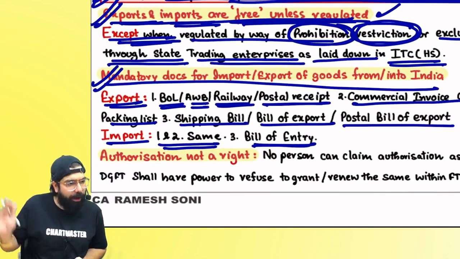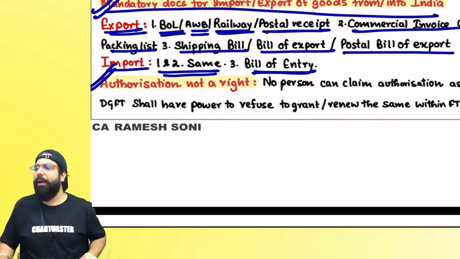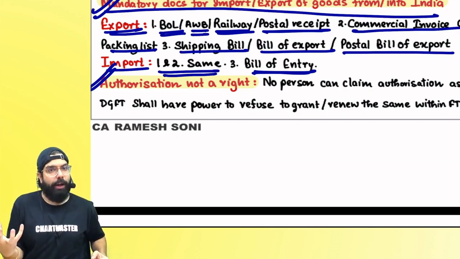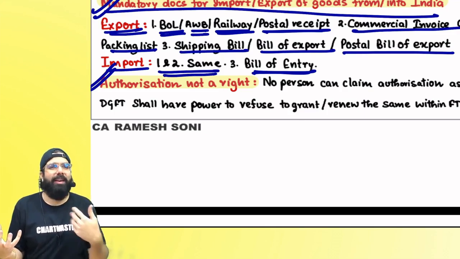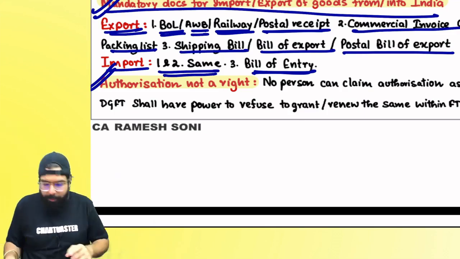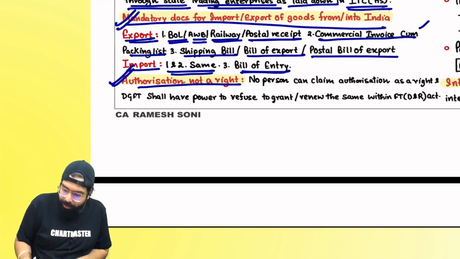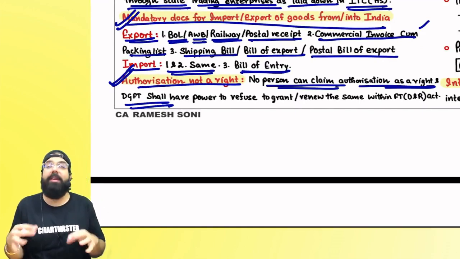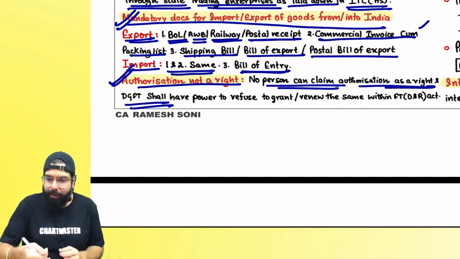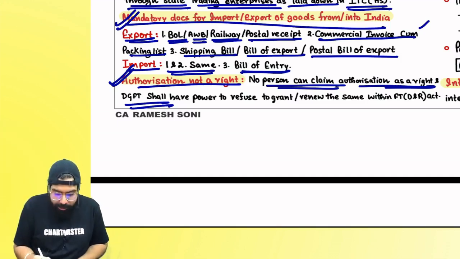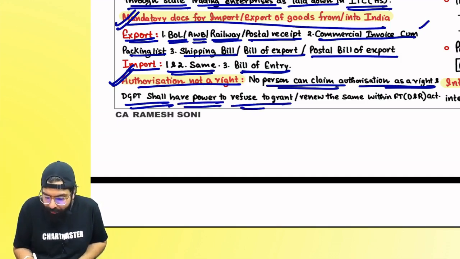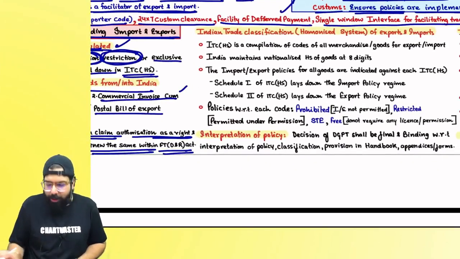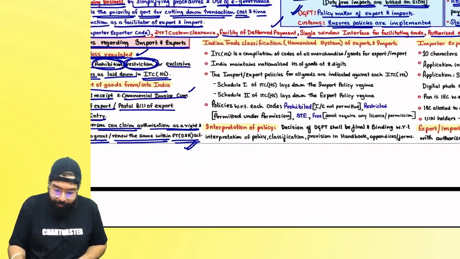Only 3 documents may import, export will happen. Sir, authorization is not. You went to the DGFT. Sir, allow me to import free raw material. I will not pay duty. I will export. He told, hey, get lost, run away. You're telling, no, I want it. Baba, authorization is not your right. No person can claim authorization as a right, and DGFT shall have the power. Only if he sees that foreign currency is going to come, he will give it to you. They will tell, hey, run away. Sir, DGFT have power to refuse to grant or renew the same within the Director General Foreign Trade Development and Regulation Act. Everyone over here.